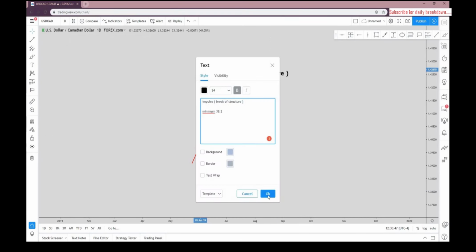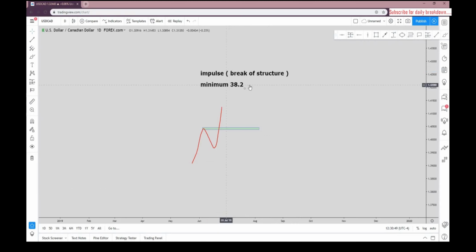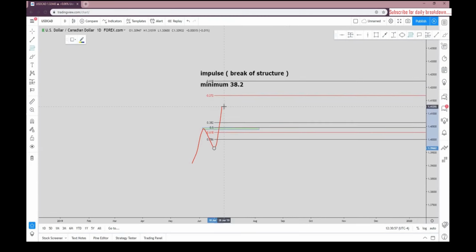At least the minimum is 382. So we need to have a retracement to at least the 382 Fibonacci. And how you're supposed to take this Fibonacci is from this low to this high. So basically, by taking your Fibonacci from the low to the high and waiting for a retracement at least to the 382, you will have very high probabilities for the next push to the upside. You cannot go long until the market has hit the 382.